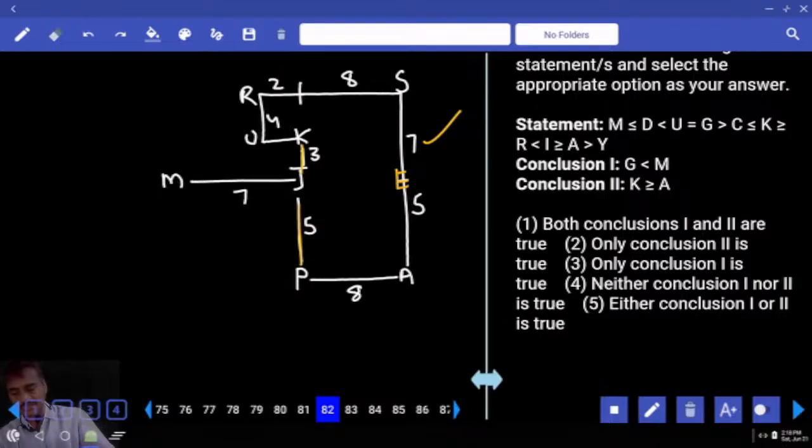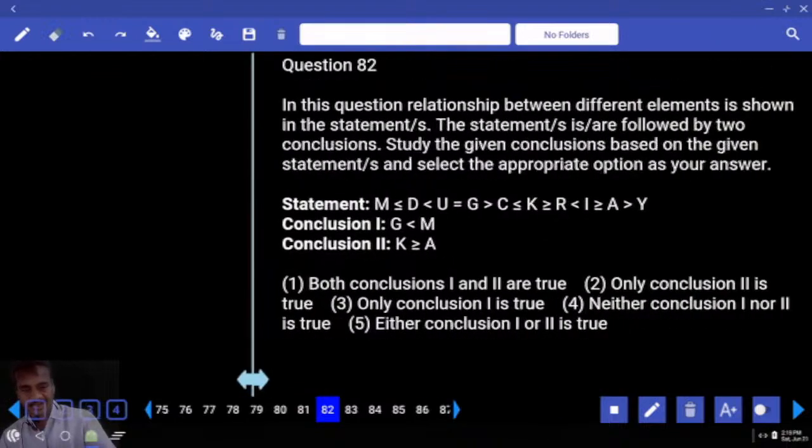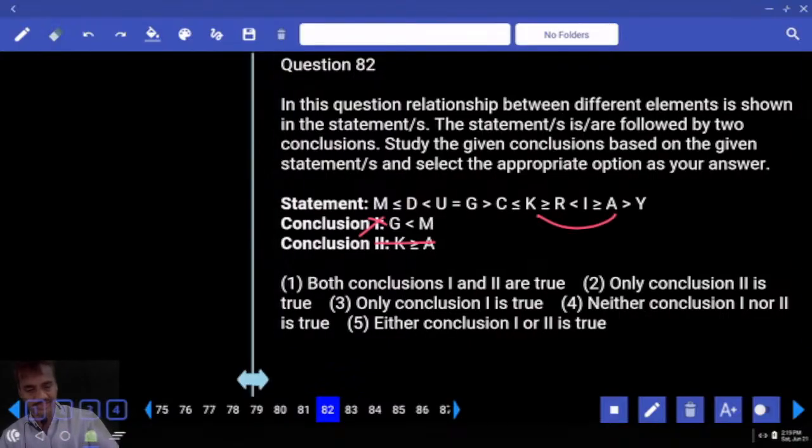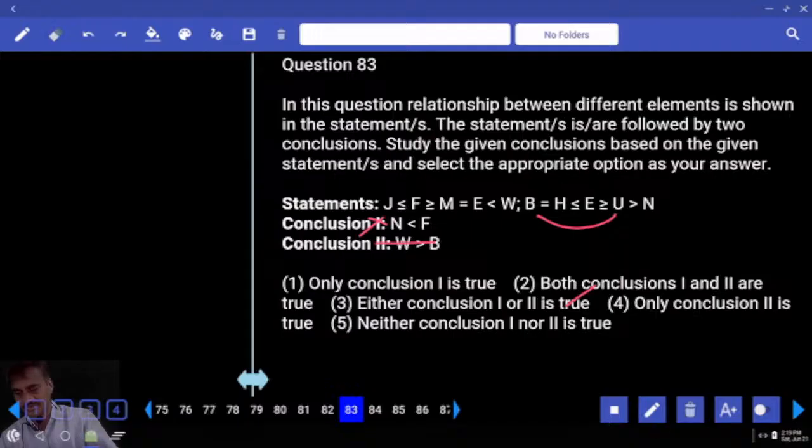And 82 onwards, first or second priority, and definitely first priority. There are some 2 questions under this. The relation between G and M. Now M is here, G is here. M lesser than G means G must be greater than M, but not less than. K and A: between K and A there is an opposite symbol, so no relation. Neither 1 nor 2, choice for 82.